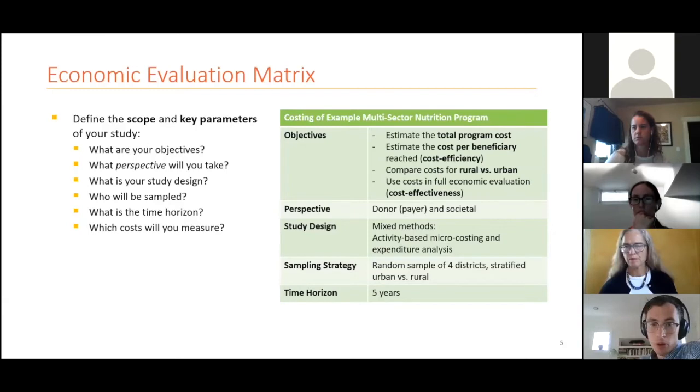We'll take a mixed methods approach. So we'll have access to the program's financial expenditure data, and we'll also want to understand the activities and expenses of people not reported in the expenditure data. And so we'll do activity-based microcosting.